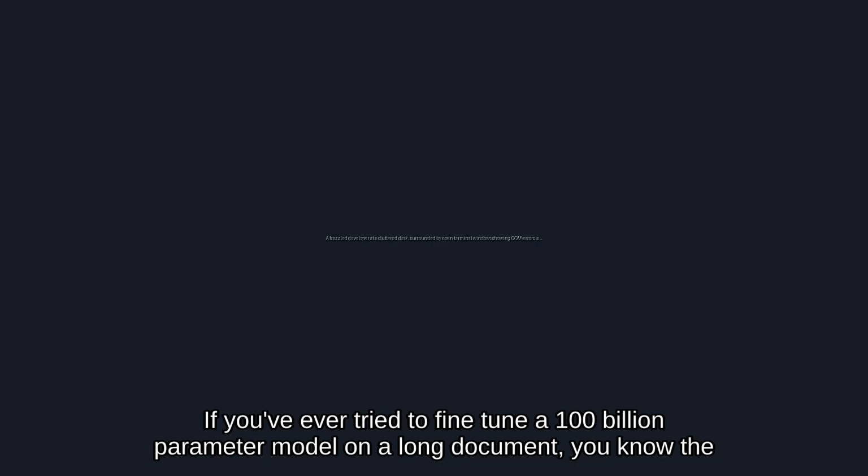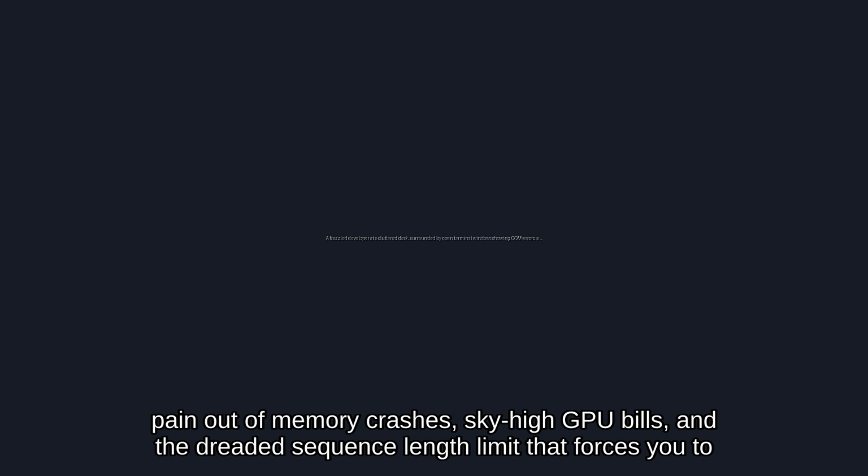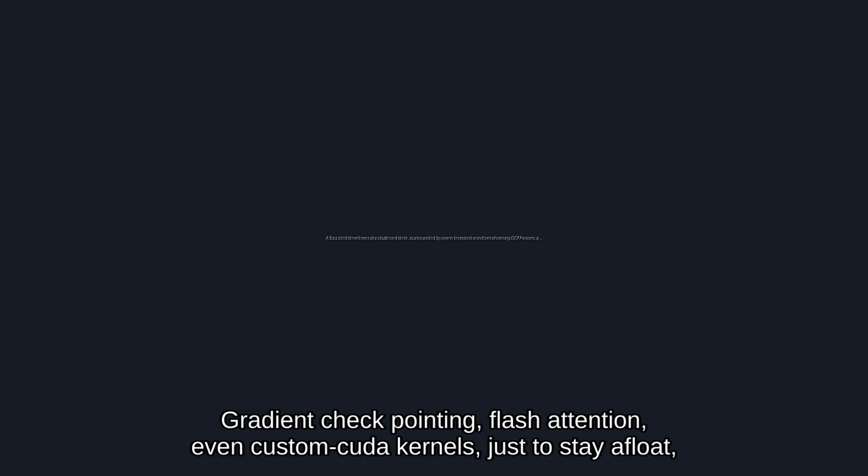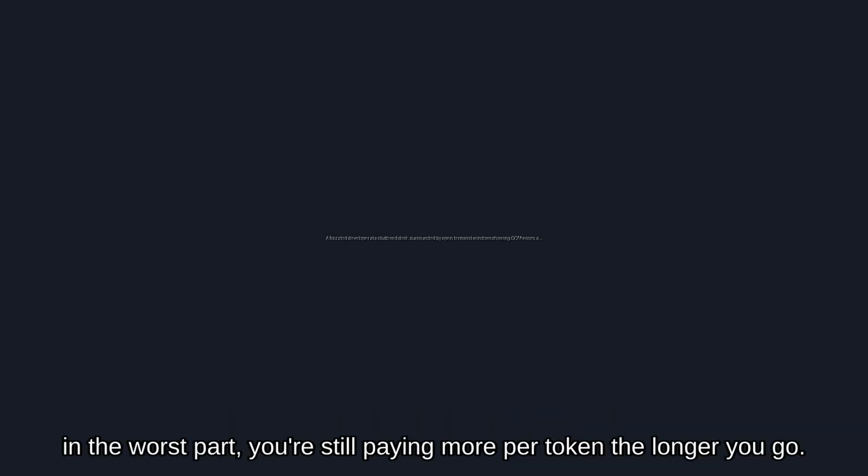curve. If you've ever tried to fine-tune a 100 billion parameter model on a long document, you know the pain. Out-of-memory crashes, sky-high GPU bills, and the dreaded sequence length limit that forces you to chop up your data. You spend weeks engineering workarounds, gradient checkpointing, flash attention, even custom CUDA kernels, just to stay afloat. And the worst part? You're still paying more per token the longer you go.